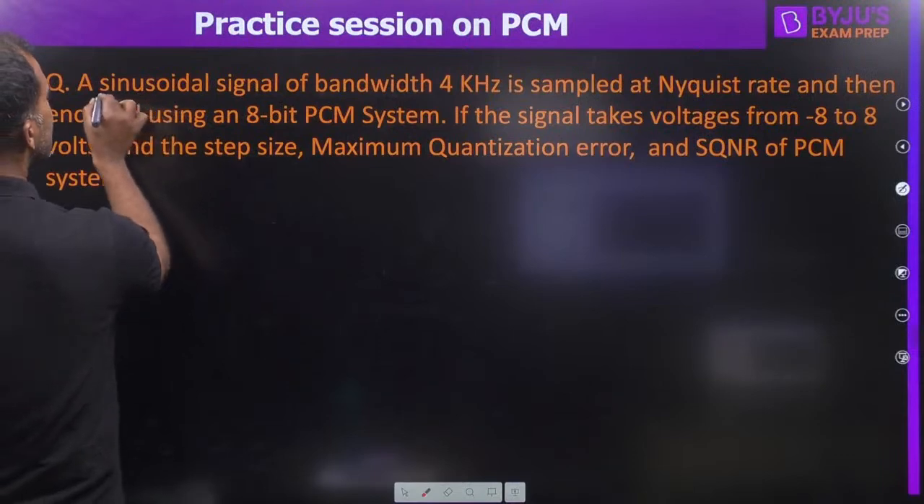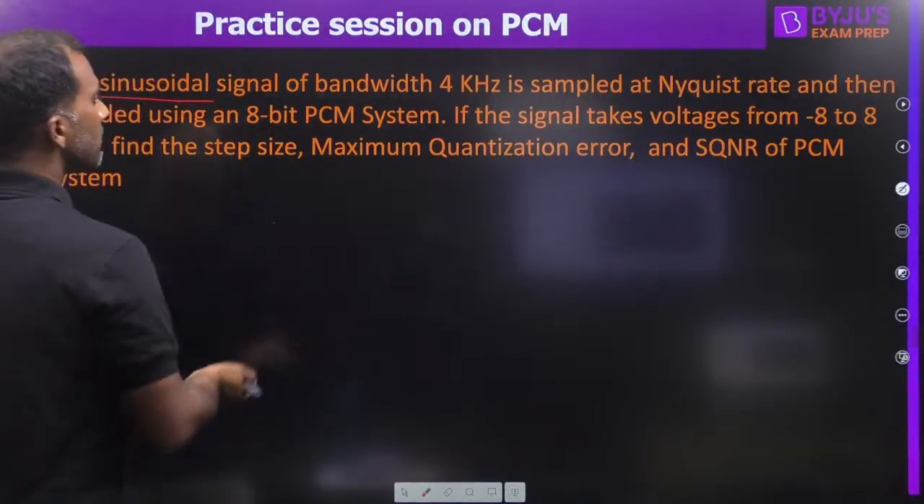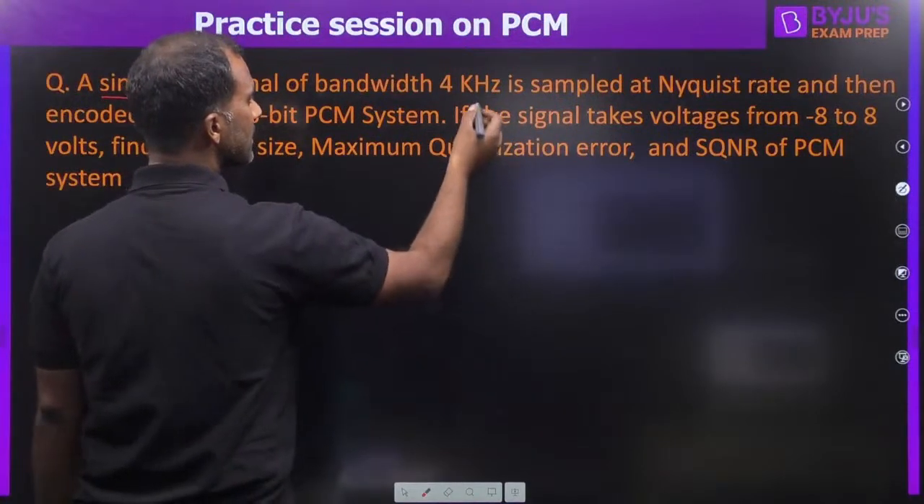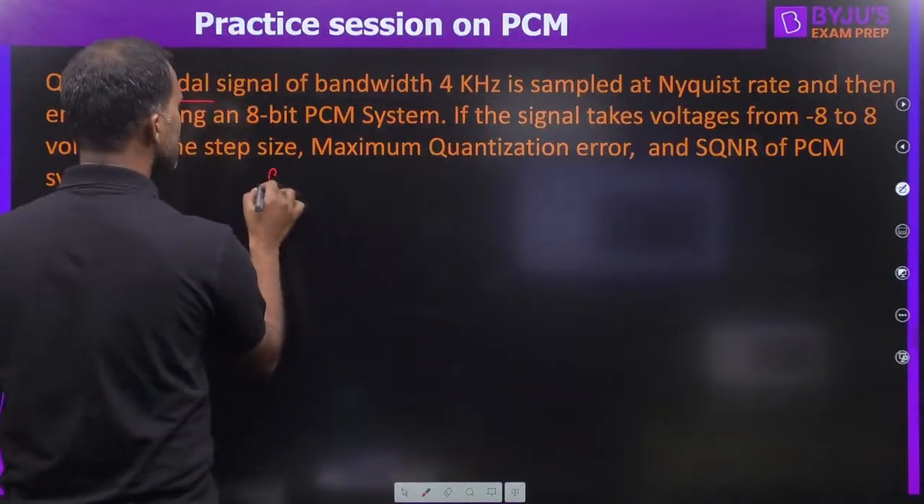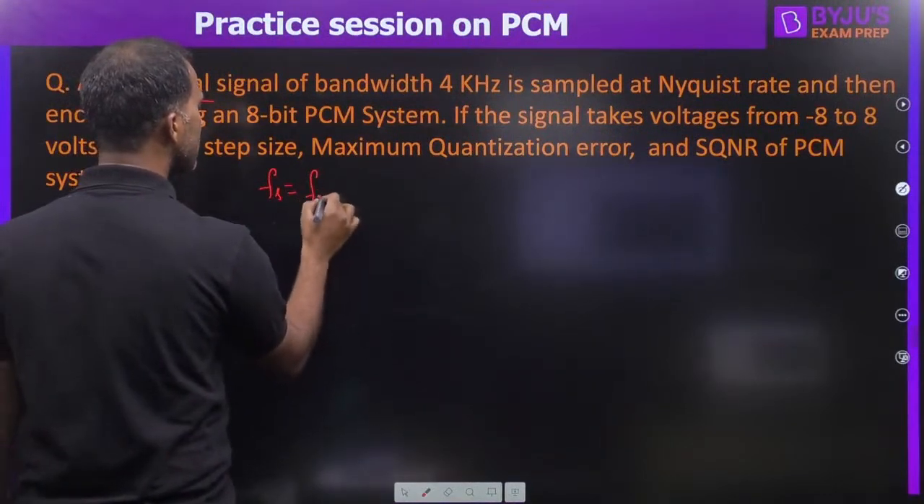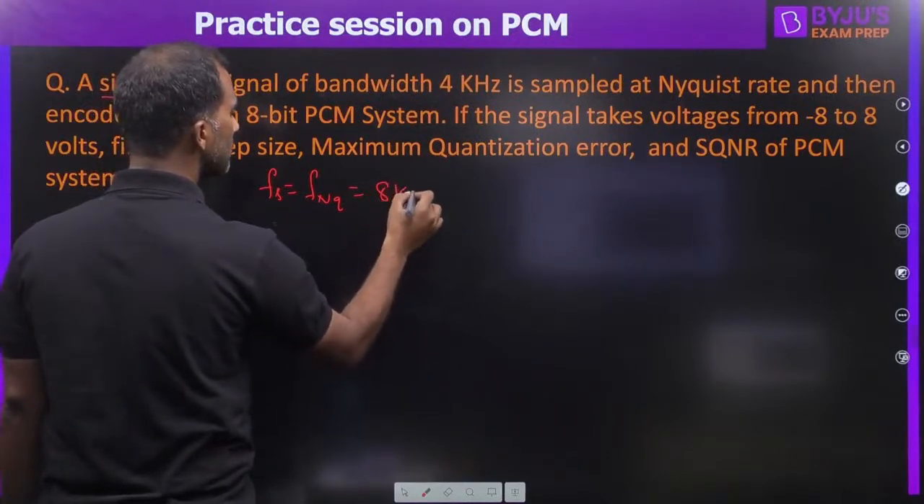Right, so they're saying that it is a sinusoidal signal. Sinusoidal signal means we have a comfort with that. Bandwidth is given, B is given. So they're sampling at Nyquist rate. The sampling rate is the same as Nyquist rate, which is 2B. 2B is how much? 8 kilo.